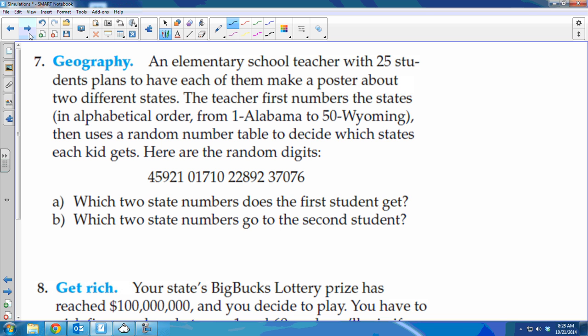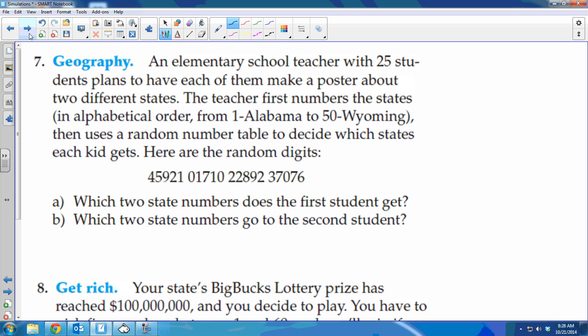All right, so number 7. An elementary school teacher with 25 students plans to have each of them make a poster about 2 different states. The teacher first numbers the states in alphabetical order from 1 to 50, and then uses a random number table to decide which state each kid gets. Here are the random digits. All right. So which 2 state numbers does the first student get?